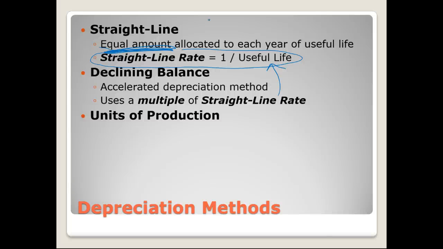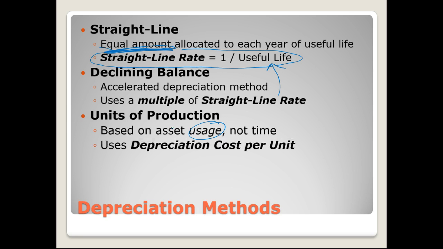Now, the units of production method is based on the asset usage. It doesn't have a useful life. It actually comes up with an amount of machine hours or number of milling units or number of pages or some sort of unit of production it says that it is useful for. So you come up with a depreciation cost per unit. Those are the three methods we'll cover. We will cover them in the next video.